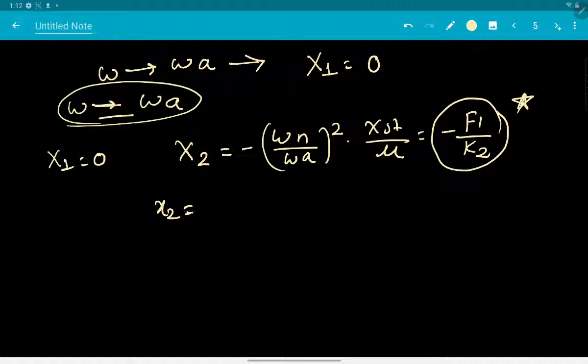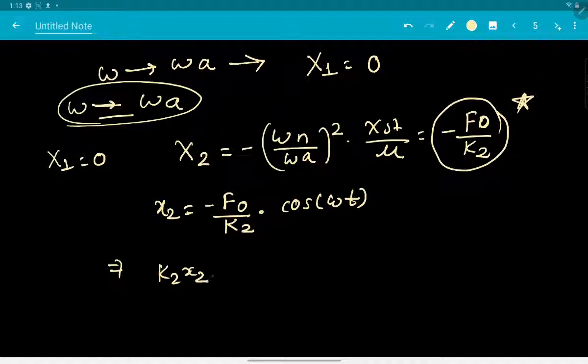Actual displacement x2 will be equal to minus, it's actually F0, not the entire F1. So x2 will come out to be equal to minus F0 divided by k2 into cosine of omega t, which tells you that k2x2 is equal to minus F0 cosine of omega t. What is k2x2?